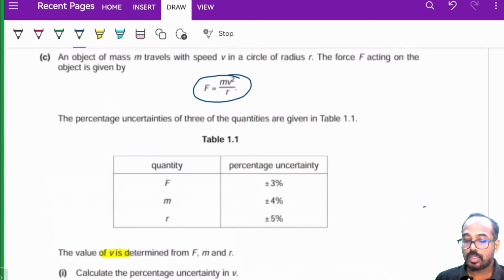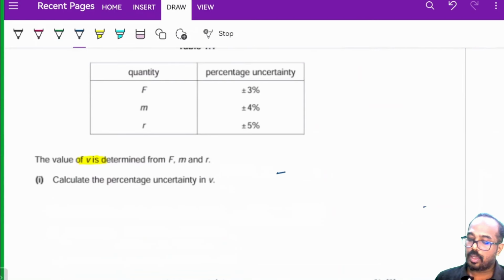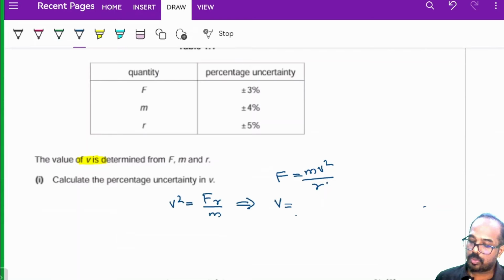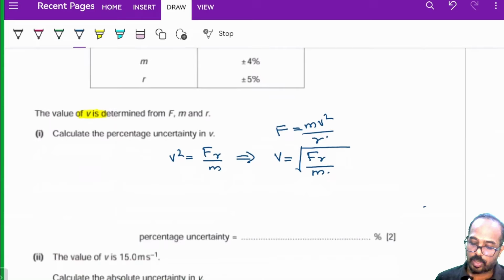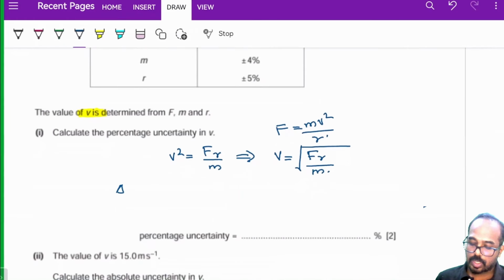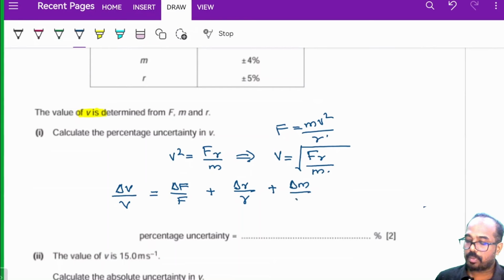Okay. So you have the equation F is equal to mv square by r, right? From this equation, you need to solve for V. V square is equal to Fr upon M. V is equal to root of Fr upon M. Now you need to find out the percentage uncertainty in V. So fractional uncertainty in V equal to, which all measured quantities are there? The force is measured, delta F upon F plus delta R upon R. The radius of the circle is measured, plus the mass is measured, delta M upon M.